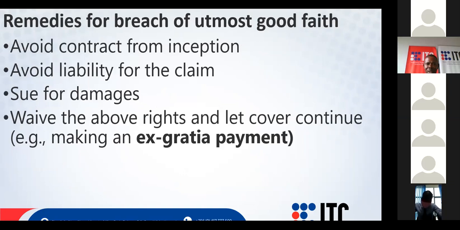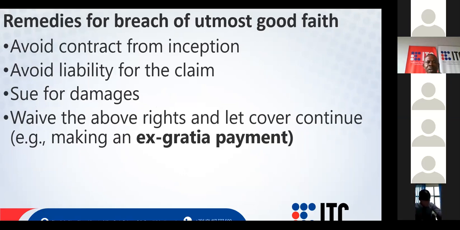So these are the remedies for breach of utmost good faith. Just in case, and more importantly, these are to the insured. If the insured didn't give the right information, what can we do about him? We can avoid the contract from inception. It means we are going to cancel this insurance cover from inception, so that we shall not pay anything.